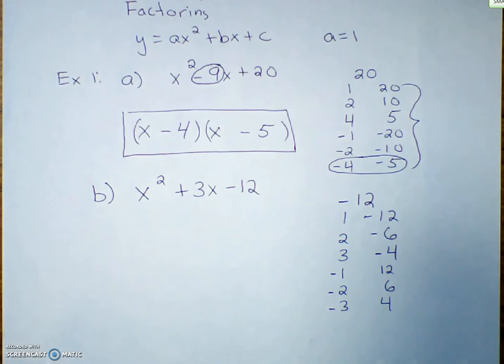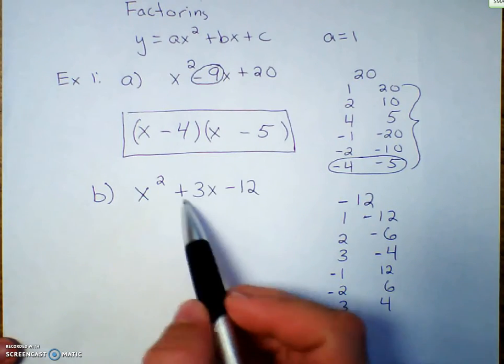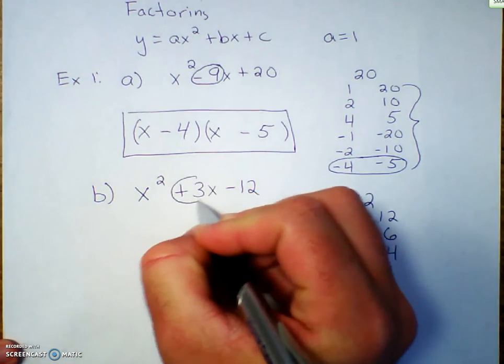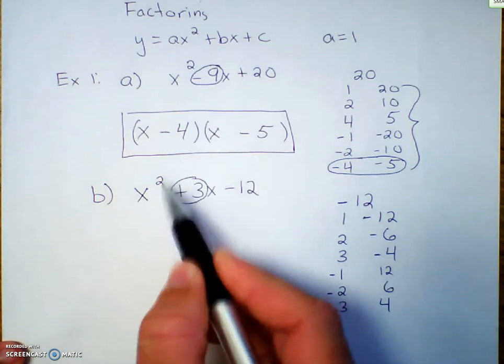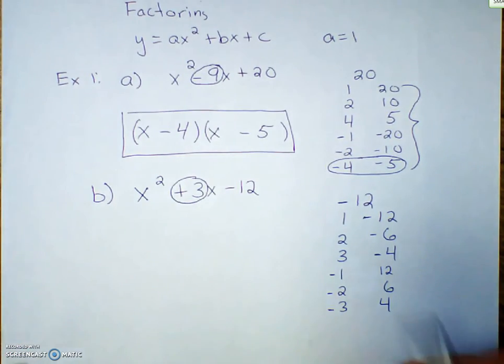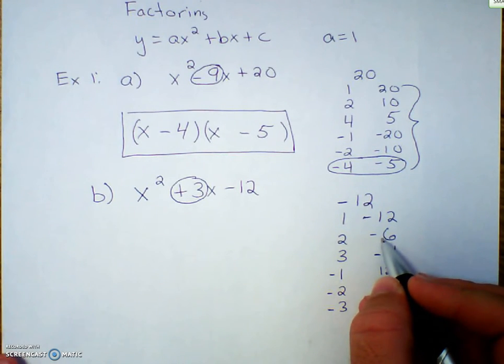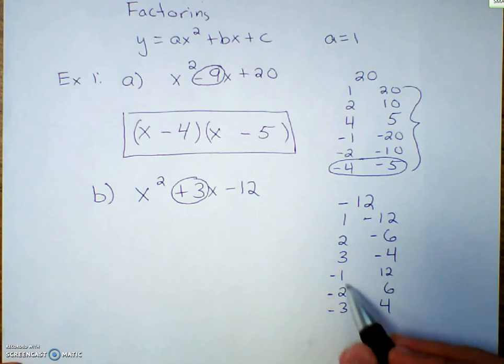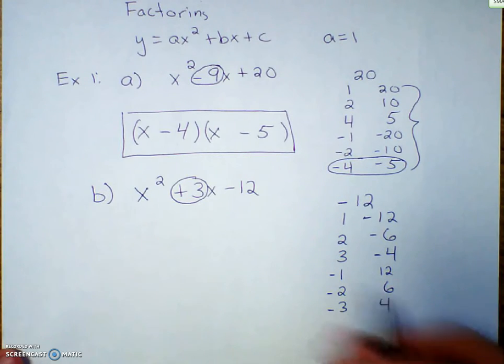So what we're going to do is the same thing we did in the last question. We're going to add the two numbers together and see which ones will add up this time to get me a positive 3. Notice how I'm circling the sign along with the number. Okay, so 1 plus negative 12 is negative 11. 2 plus negative 6 is negative 4. That's negative 1. That's 11. That's 4. And that's a 1.